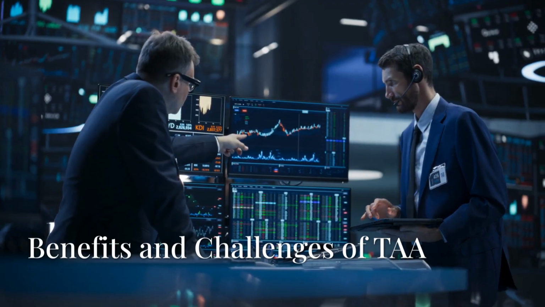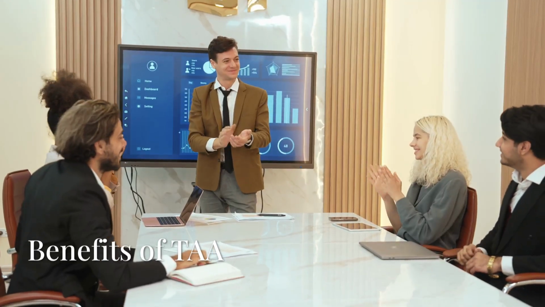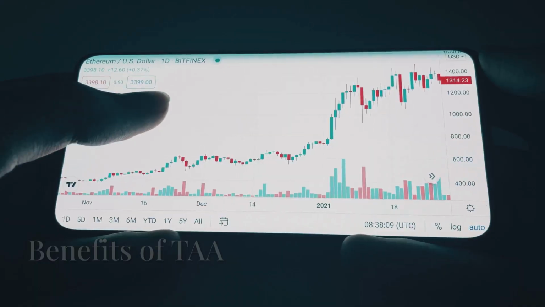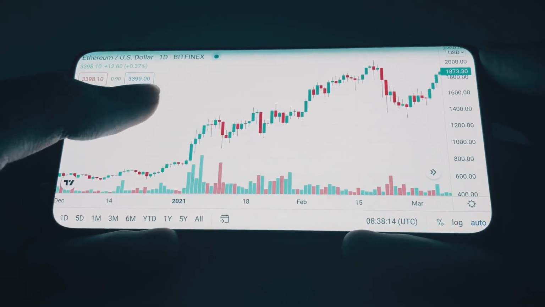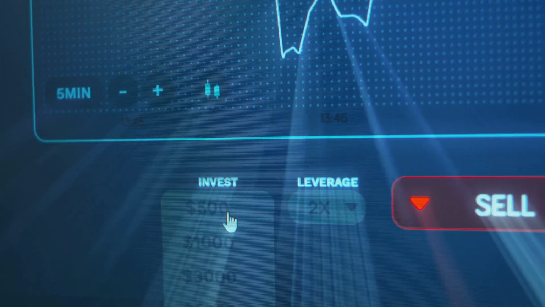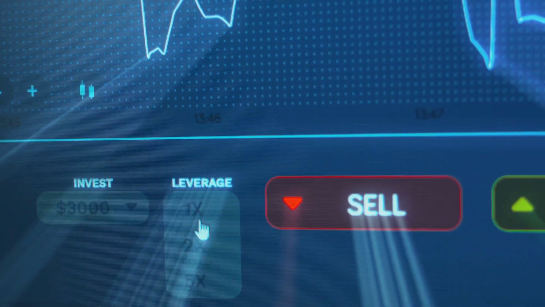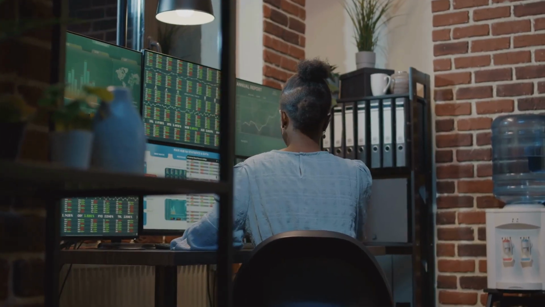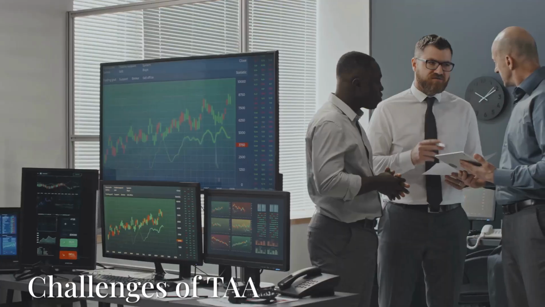Now let's talk a bit about the benefits and challenges of TAA. Alright, let's talk about the benefits. Opportunistic returns mean that tactical asset allocation seizes short-term opportunities in outperforming asset classes. There's also risk mitigation since it shifts allocations to defensive assets during periods of market uncertainty, and flexibility is key. It allows for quick adjustments to changing market dynamics.